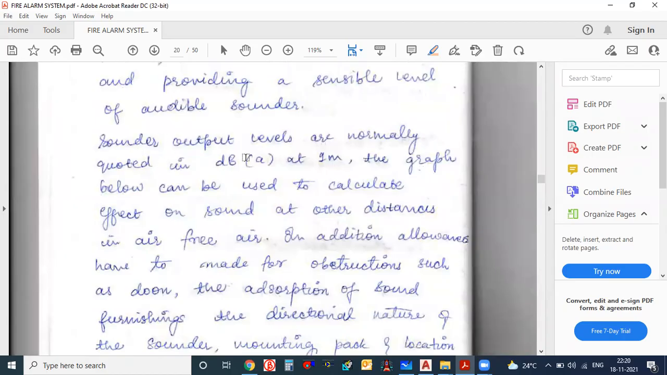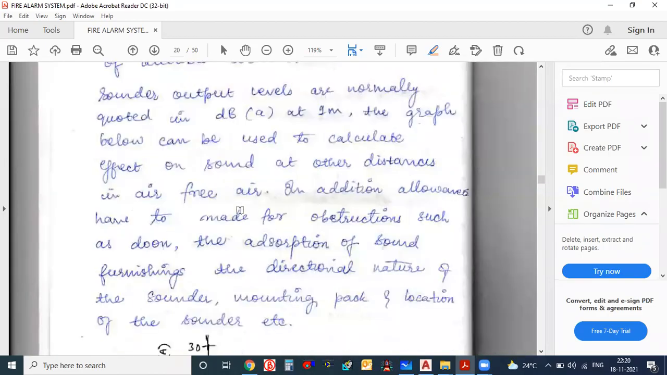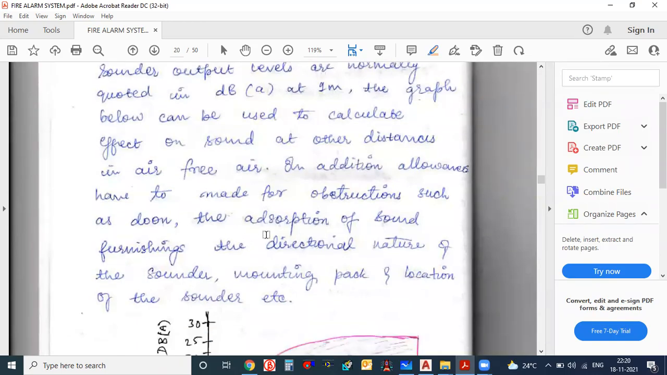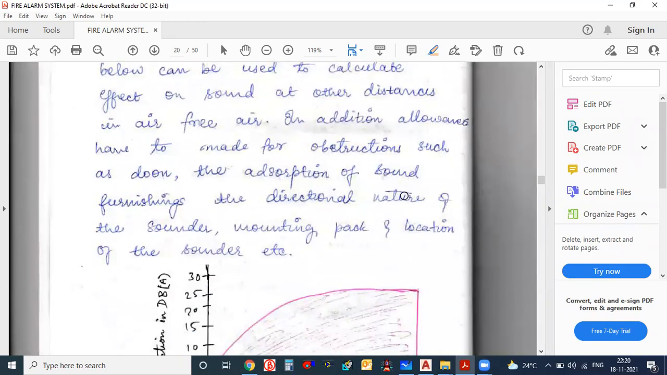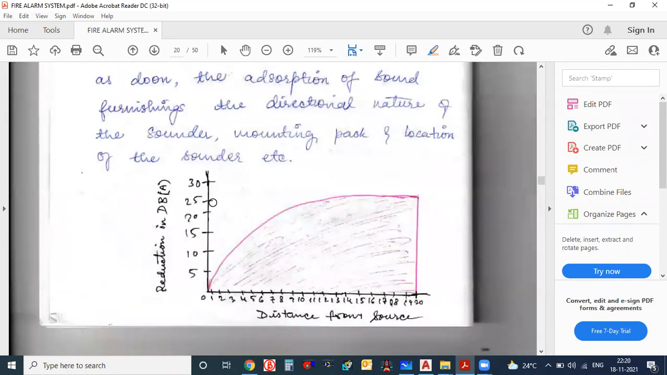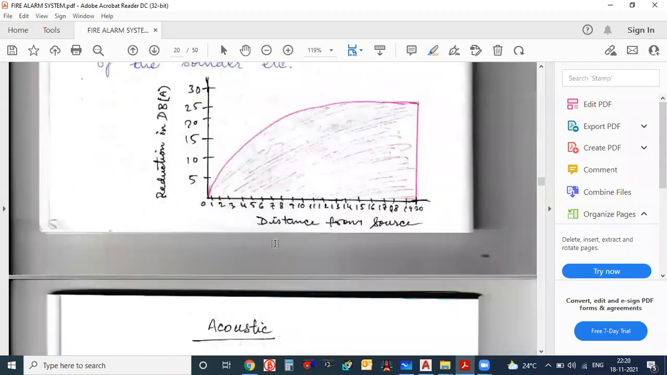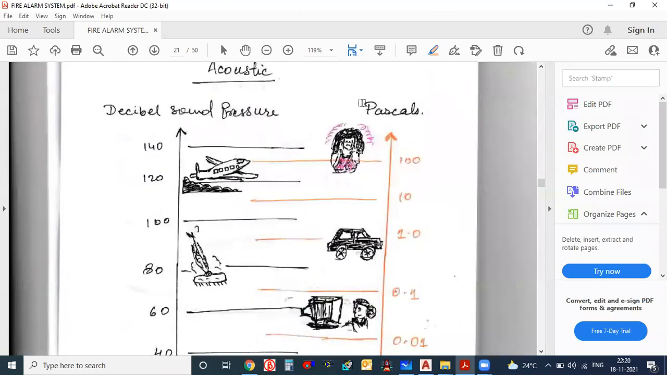Sounder output levels are normally quoted in dBA at 1 meter. The graph below can be used to calculate the effect of sound at other distances in air. In addition, allowances have to be made for obstructions such as doors, the absorption of sound by furnishing, the directional nature, the sounder mounting position and location of the sounder, etc. Some values are given for distance from the source, but this is the actual table for the decibel value.